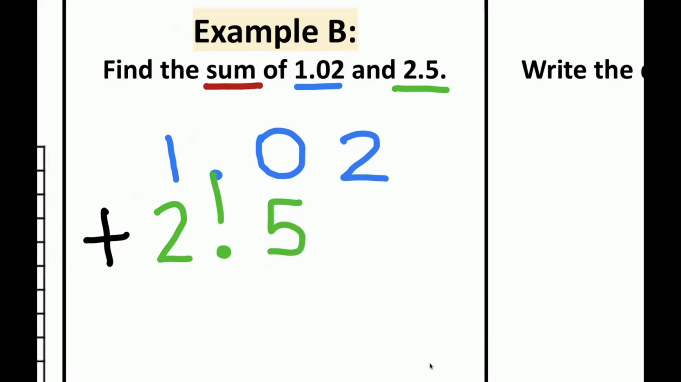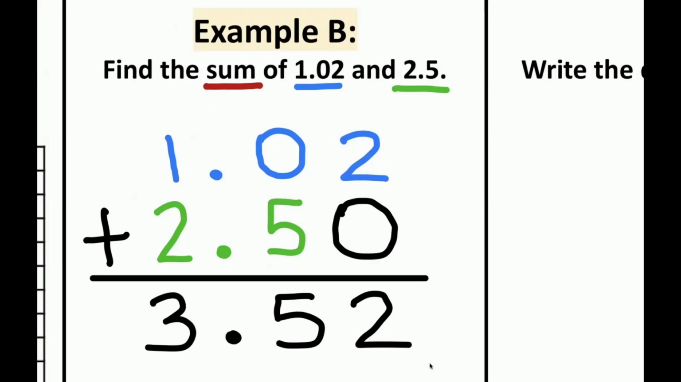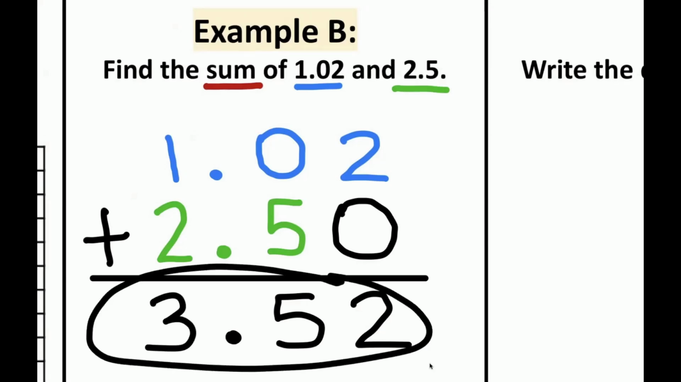Make sure that your decimals are completely lined up, one on top of the other. And then, as we talked about in our notes, we're going to add a 0 placeholder because there's a blank, there's nothing there, and that helps us stay organized. Now we're going to start on our right-hand side. 2 plus 0 is 2. 0 plus 5 is 5. We'll bring down our decimal nice and neat, and 1 plus 2 is 3. So we used the standard algorithm and got 3 and 52 hundredths as our answer.